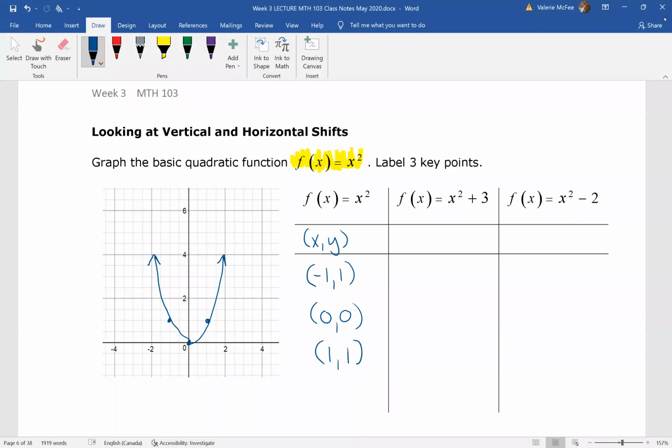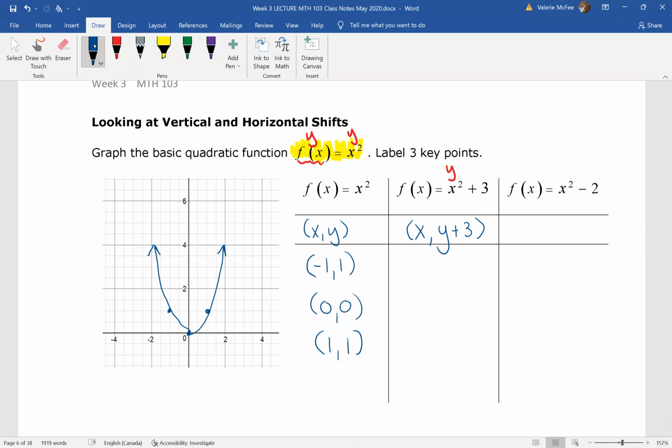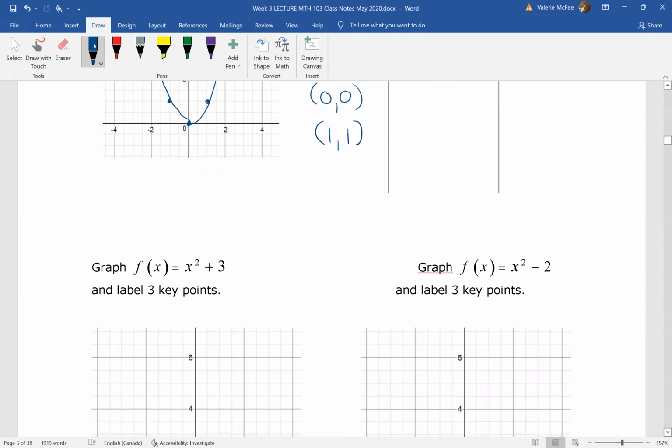So here's our basic function graph for y or f of x equals x squared. And remember that f of x is representing y. Y equals x squared. So if y is x squared, you can see here that we've changed the value of y. So our x is going to stay the same, and we're going to add 3 to our y coordinate. Find the new ordered pairs, and then graph that function on the grid I've provided below.